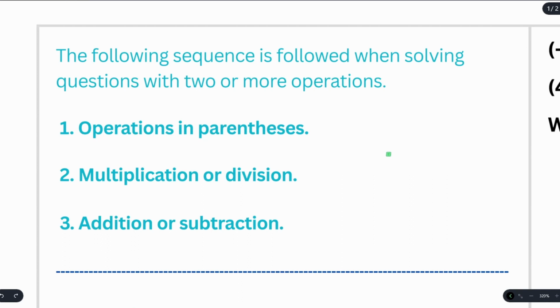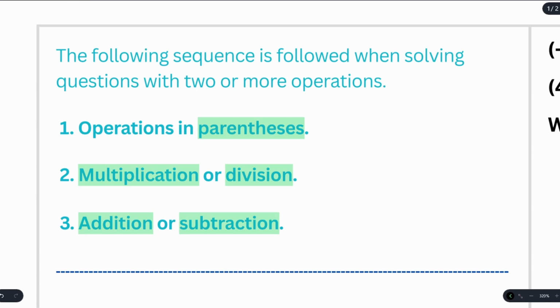The following sequence is followed when solving questions with 2 or more operations. The first one is parentheses, so you start with the parentheses. The second is multiplication or division. It doesn't matter which one you do first because it will give you the same answer. Third is addition or subtraction. Again, it doesn't matter which one you do first.